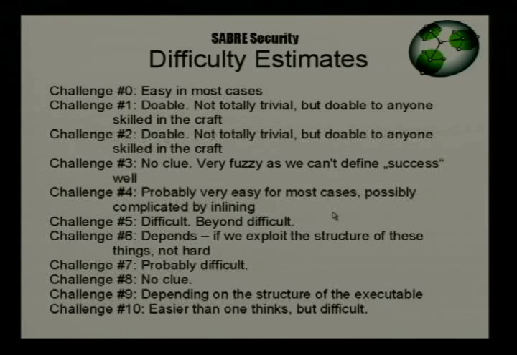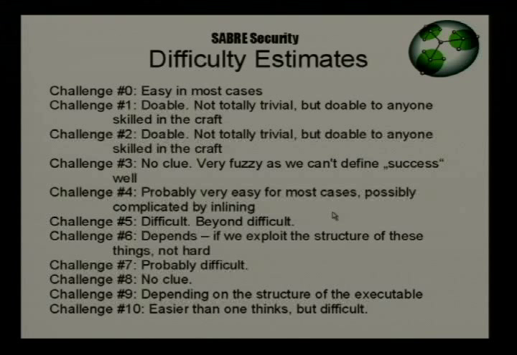So to reiterate my difficulty estimates, I think challenge number 0 is trivial. Challenge number 1 should be doable, is not totally trivial, but doable to anybody skilled in the craft. Very important phrase, patent law. Challenge number 2, doable, not totally trivial, but doable to anybody skilled in the craft. Challenge number 3, there was decomposition into modules. I have no clue how difficult that is. Number 4 was template recognition. Should be relatively easy. Number 5, input crafting. As difficult as any problem you can think of, I think.